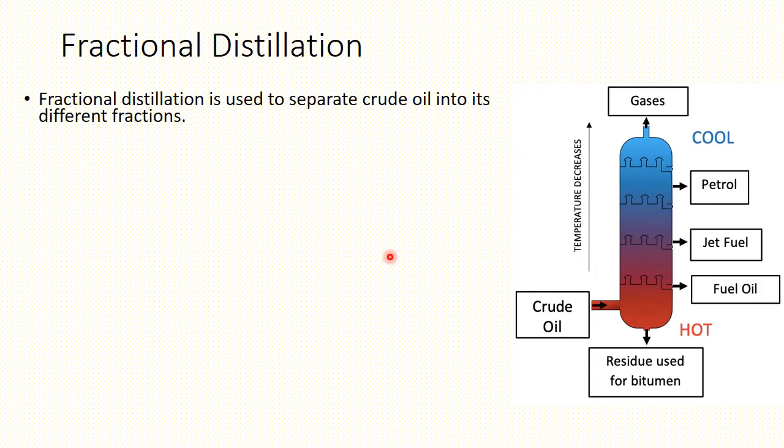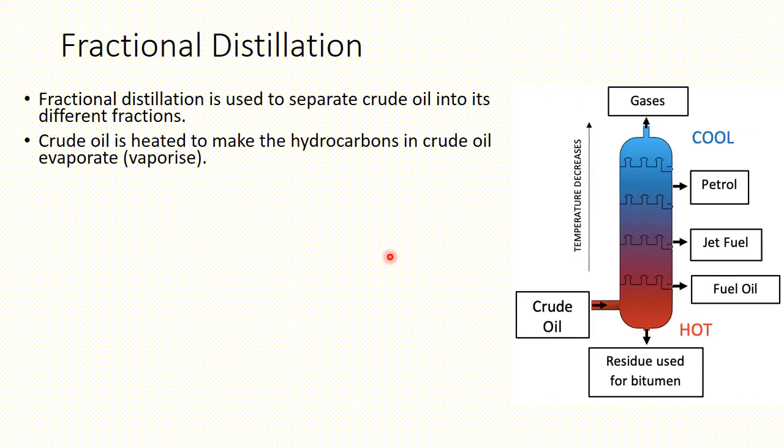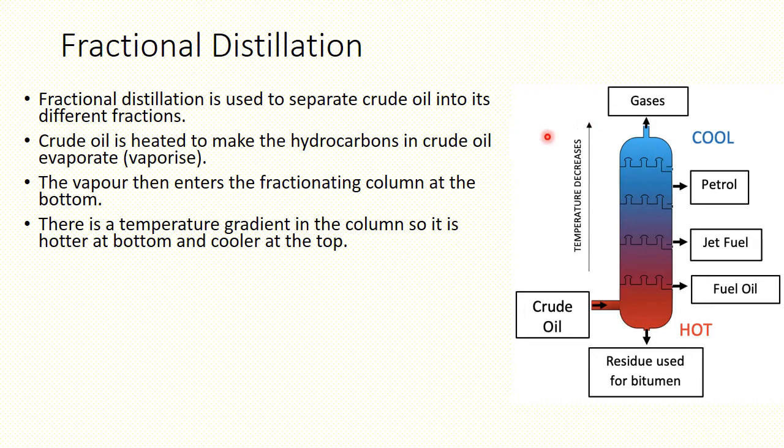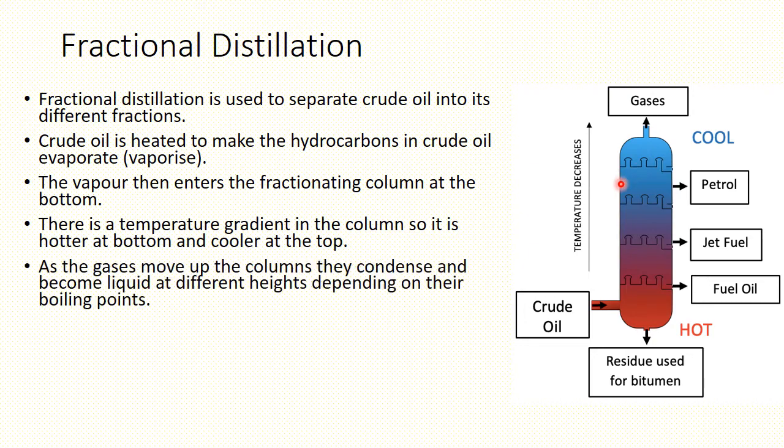So we've already said that we use fractional distillation to separate crude oil into its different fractions. So the first thing that needs to happen is that crude oil is heated up so that it evaporates, so that it vaporizes and forms a gas or a vapor, and that vapor enters this fractionating column at the bottom. Now within the fractionating column we can see that there is a temperature gradient, and that's represented here on the diagram using colors. So the column is hottest at the bottom and it's coolest at the top. So as we go up the column, the temperature will decrease.